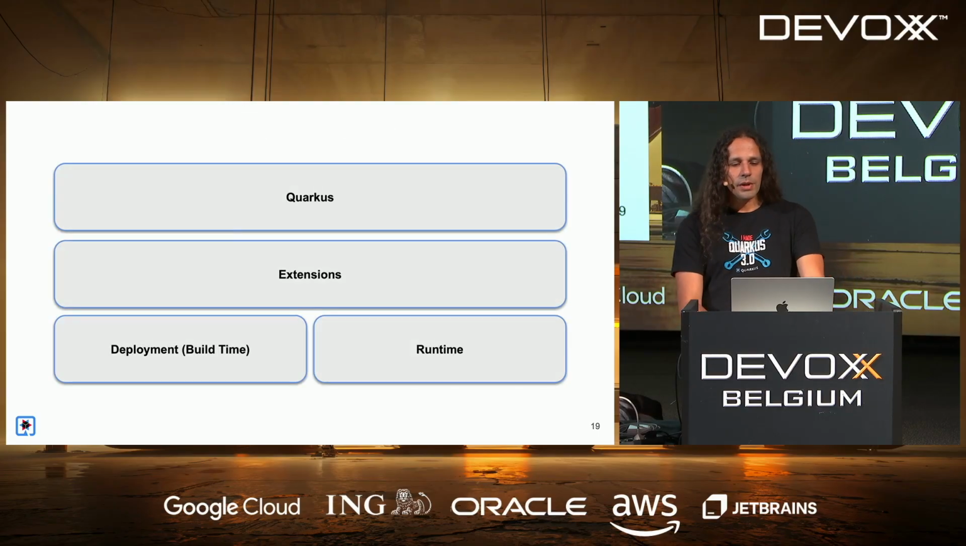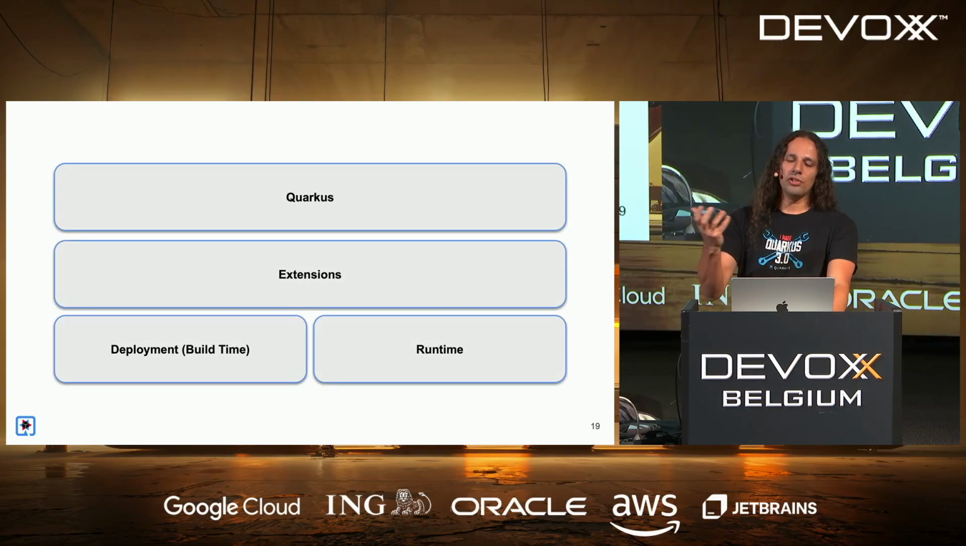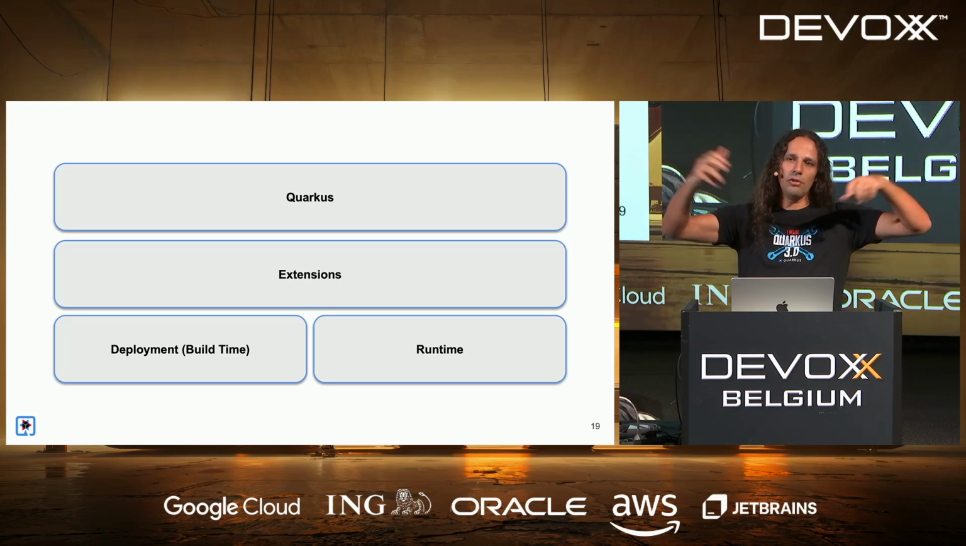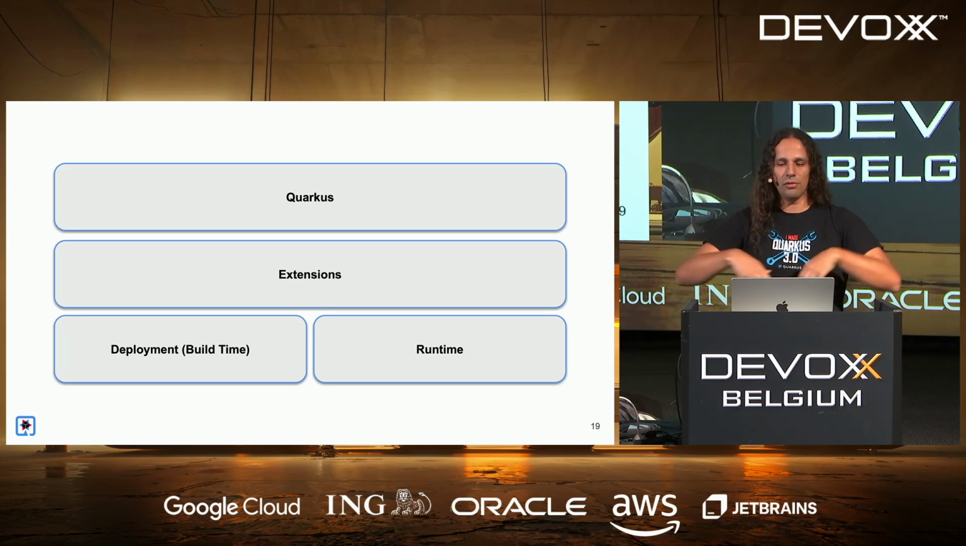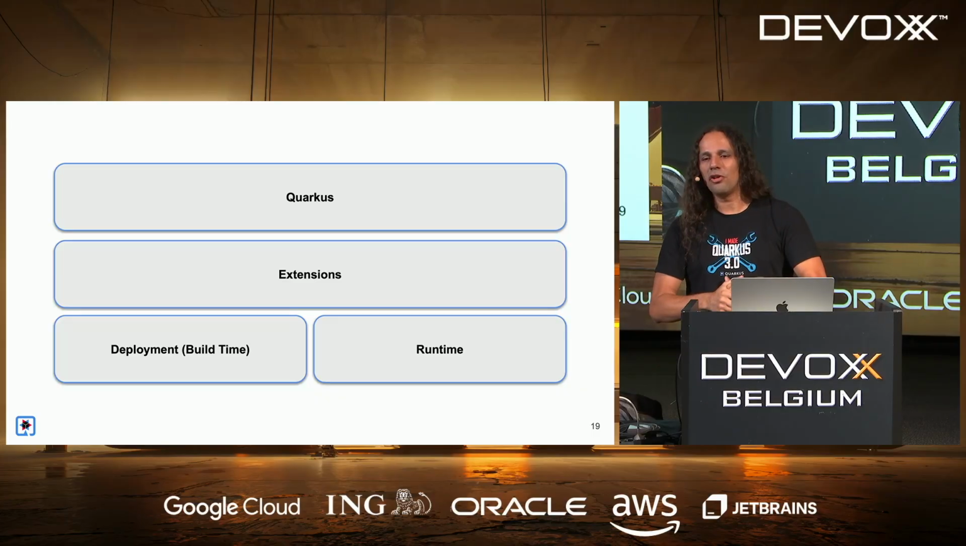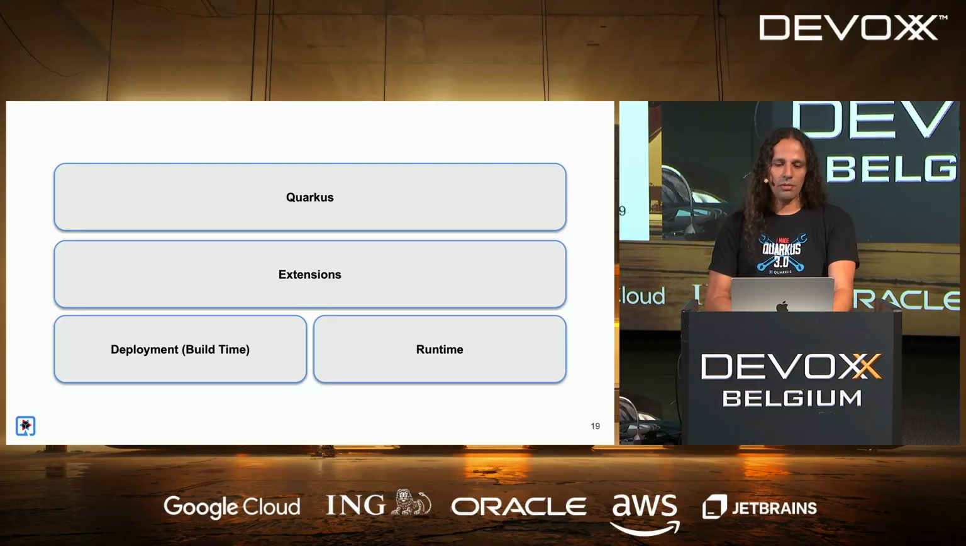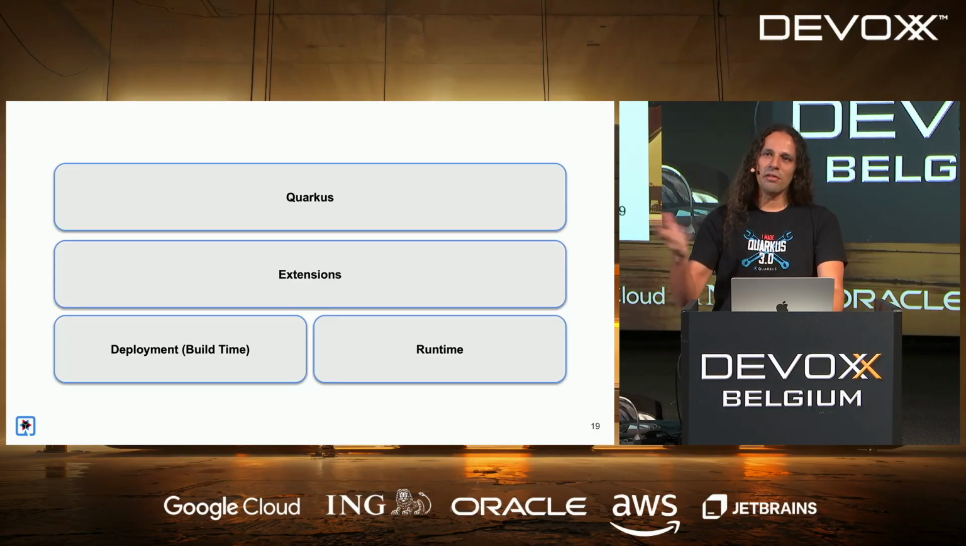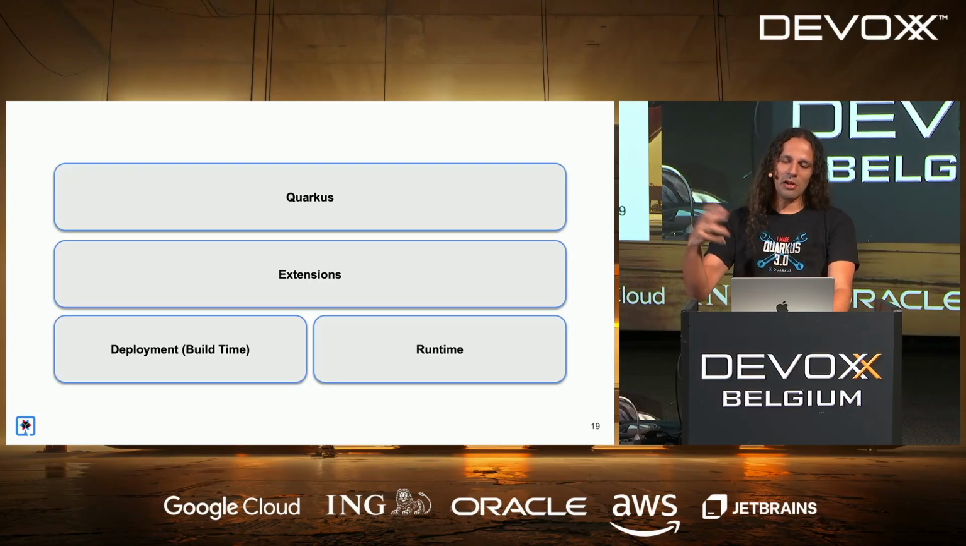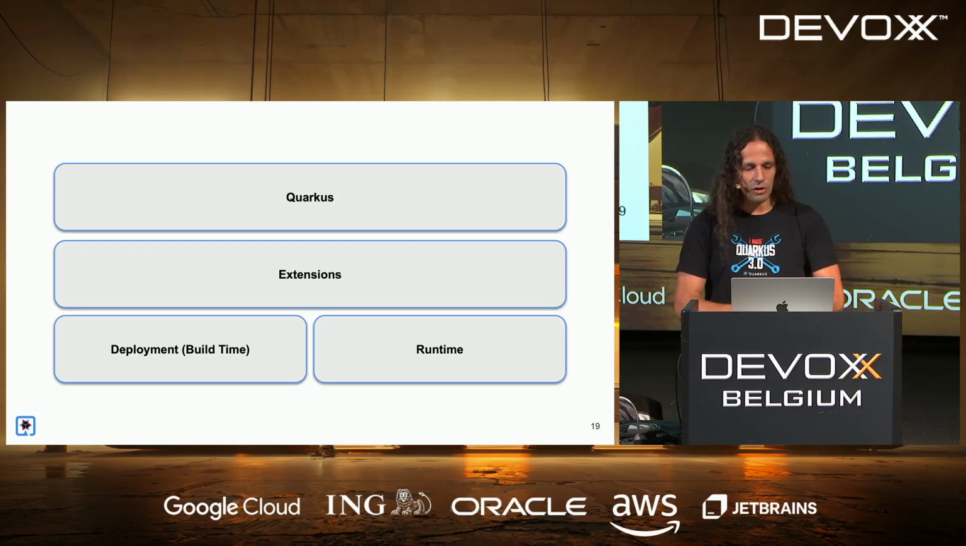Right? Now, how do extensions actually work? So usually what you have is the Quarkus core, and usually everything else is an extension, right? So Hibernate has its own extension, Jackson has its own extension, Redis has its own extension. Everything ends up being an extension on Quarkus, and when you create your Quarkus app, you just include the extensions that you want, and you're done.